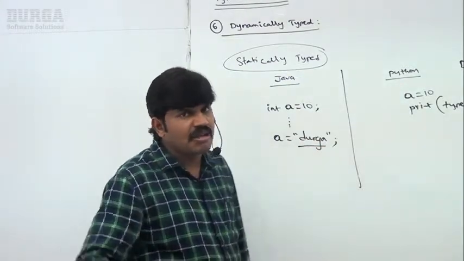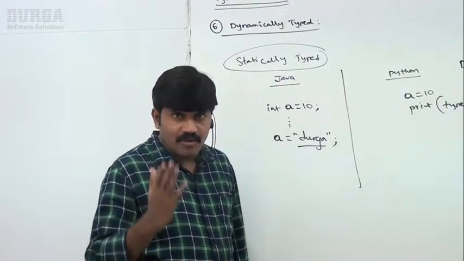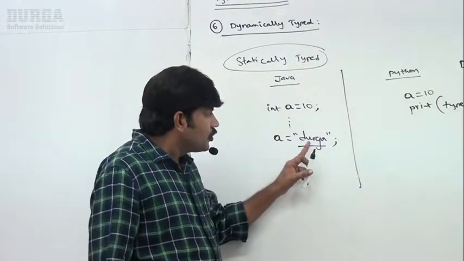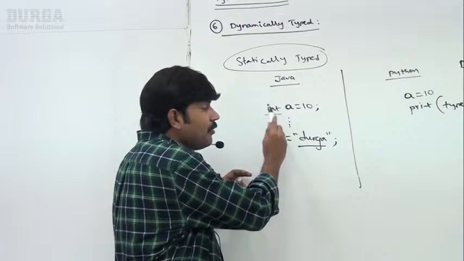Immediately the compiler is going to object. Durga, have you gone mad? You already declared A as what type? Int type.